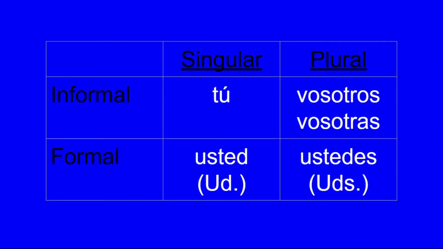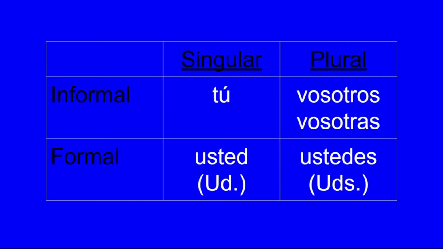Let's move on to the formal singular pronoun, and that will be usted. Usted is often abbreviated with a capital U-D, period. Abbreviation is always capitalized, and the word written out follows the regular capitalization rules of being capitalized at the beginning of a sentence, or maybe in a title. The formal plural pronoun is ustedes. Ustedes is often abbreviated with capital U-D-S, period. Again, the abbreviation is always capitalized, and the word written out follows the regular capitalization rules.